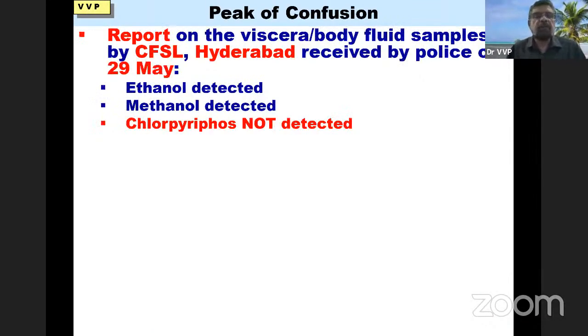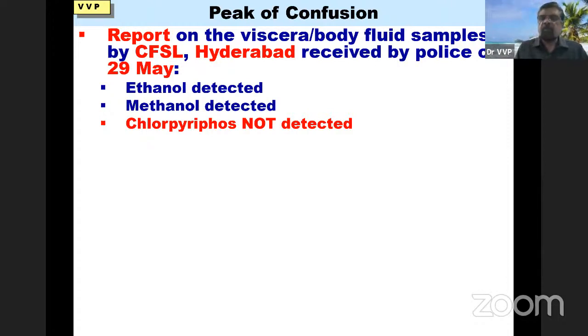Then finally, the report from the Central Forensic Science Laboratory, Hyderabad, arrived on 29 May, and we heaved a sigh of relief because they also said only ethanol and methanol detected, chlorpyrifos not detected. They did it by very sophisticated instrumentation.